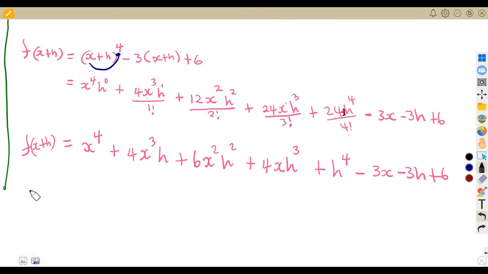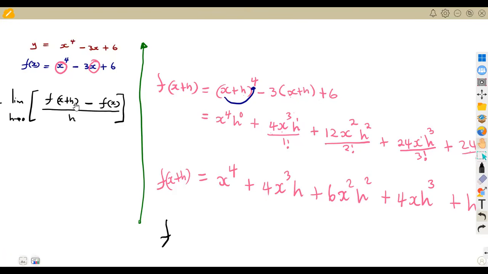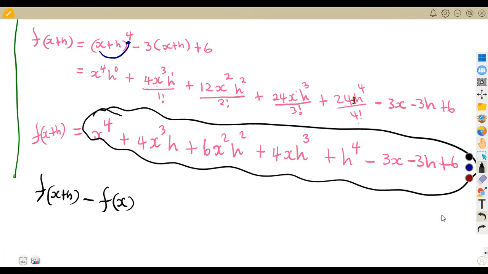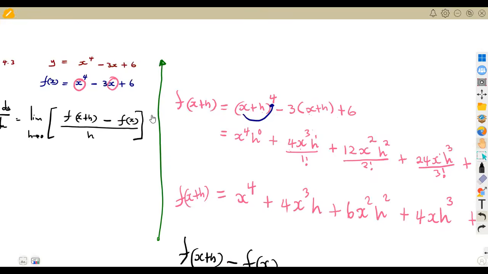You are going to find f of x plus h here, because in your formula there is f of x plus h minus f of x, where you are subtracting f of x. So you are simply going to find that. You're going to find f of x plus h minus f of x. This is our f of x plus h, this one. So what we are simply going to do is subtract f of x, and our f of x is this function that you're having here.